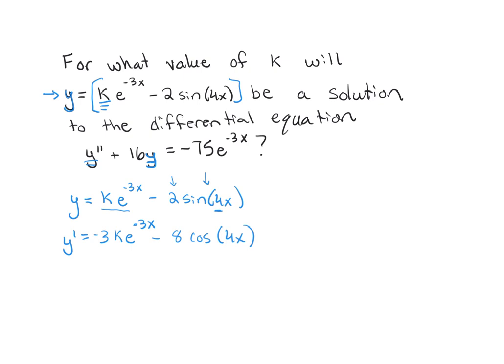And we need the second derivative. So same process. So this negative 3, if we do chain rule, has to be multiplied out in here. So we'll have 9k e to the negative 3x. And then derivative of cosine is negative sine, so this is going to turn into plus sine of 4x times 4 times this 8 is 32.